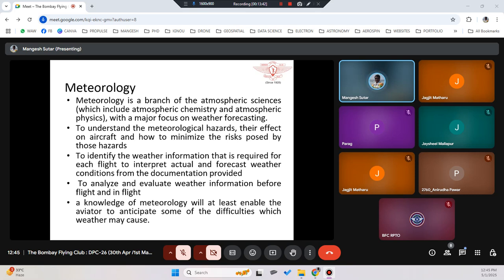Okay, so this is from a civil aviation, or commercial airlines perspective. So to analyze and evaluate weather information before flight and in flight, also during my flight. As I'm flying from Mumbai to Delhi, I may encounter some turbulence at Jaipur. So I should know what the weather is at that point in time, or what the forecast could be for that particular location for the next 2 hours or 4 hours. I should have that information handy.